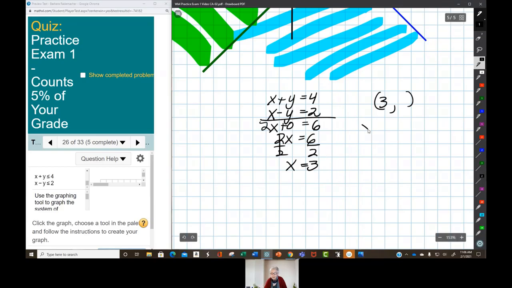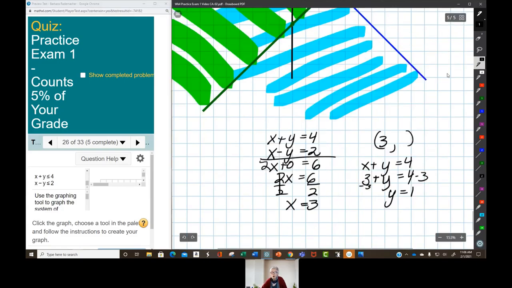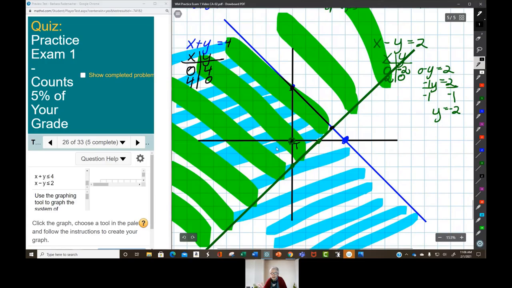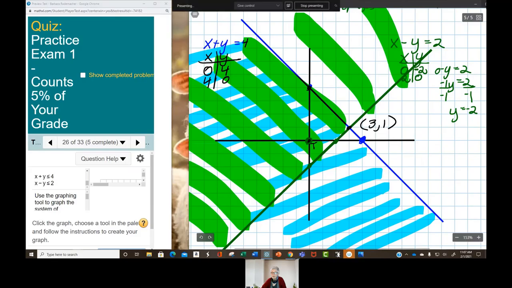Now, if I use X plus Y equals 4, and I say, well, X is 3, then yes, Y is going to be 1, because 3 plus 1 is 4. Or you can subtract 3 from both sides. 4 minus 3 is 1. So yeah, you almost never are able to really see clearly, and only if you do it on graph paper, what the vertex is going to be. Okay, so now we have everything we need to just bring that knowledge over here.